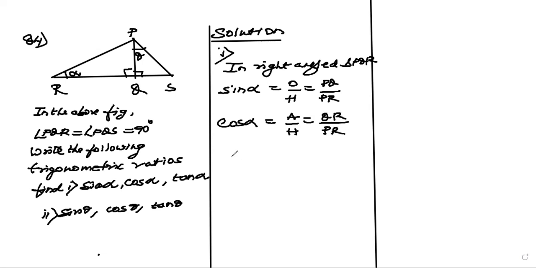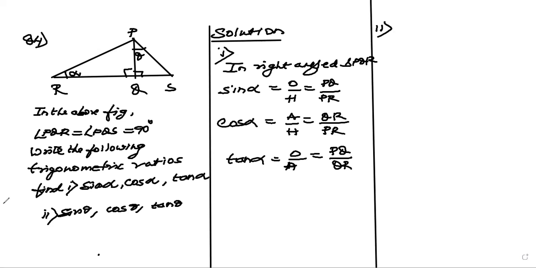Next, children, we want tan of alpha. Tan alpha is opposite side upon adjacent side. So for alpha, the opposite side is PQ and the adjacent side is QR. So naturally, it should be PQ upon QR. So the first part got over here.